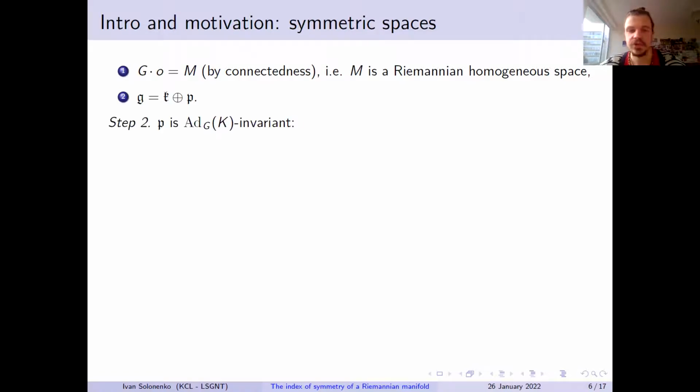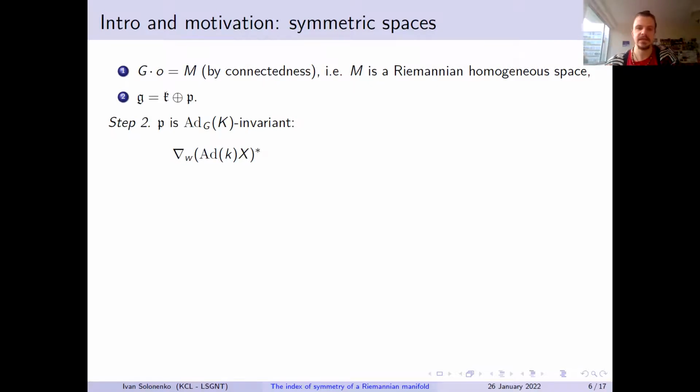Okay, now step 2 is to show that the Lie bracket relations between K and P are the same as in the symmetric case. The bracket of K with itself lies in K. We already know this because K is a subalgebra. So we need two more relations: K with P lies in P, and P with P lies in K. Okay, let's deal with the first one. I claim that P is K invariant with respect to the adjoint action of K on the isometry algebra G. Here's how to compute it as a one-liner.